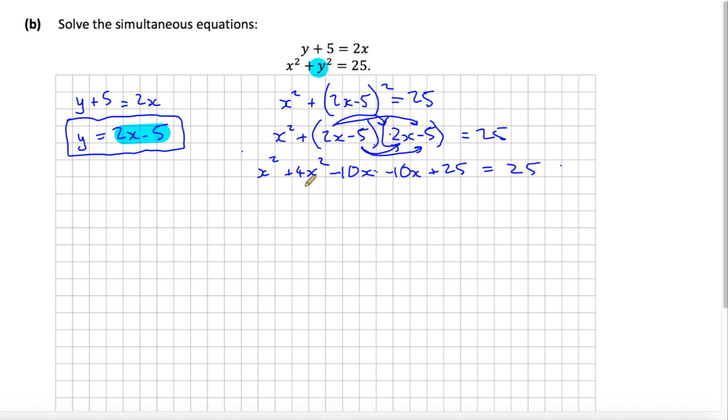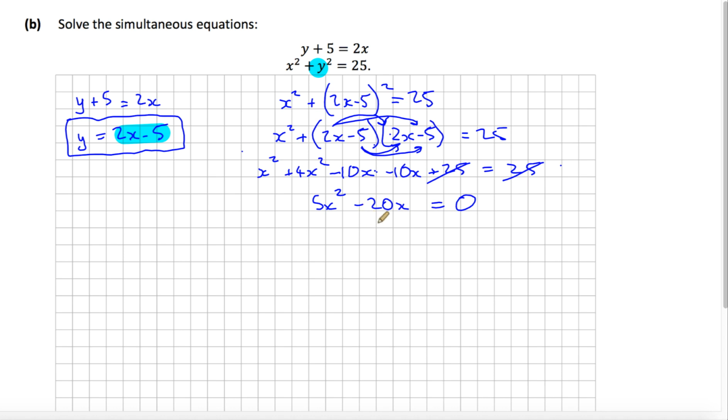Okay, so what have we got? We've got x squared and 4x squared. Well, that's 5x squared. Minus 10x and minus 10x is minus 20x. And then 25 on both sides. Well, you can just cancel them. If there's 25 on both sides, you can ignore them, so that's just equal to 0.